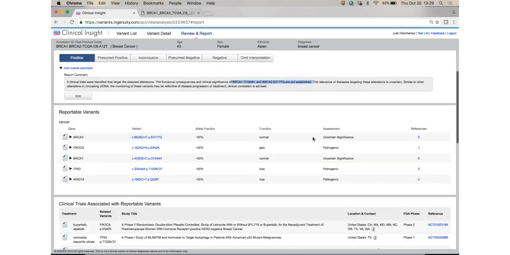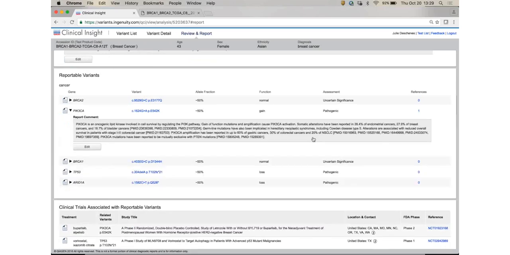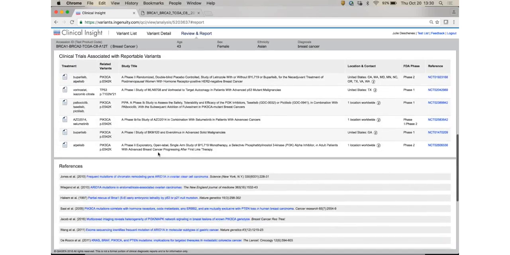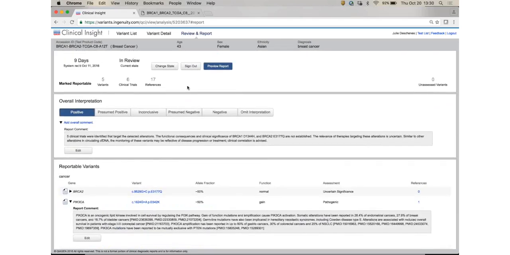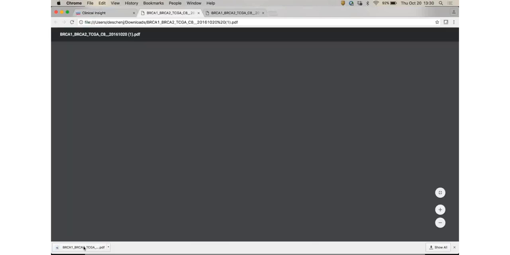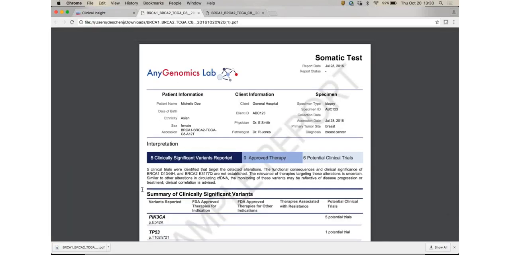For each of these particular variants, the variant scientists can also type in or use the interpretive comment and discuss the impact of these variants within the particular case. When appropriate, clinical trials and treatments can be added to the report, as well as the references. If you are a lab director, you can sign out the case right there and produce the report, or you can simply preview the report and generate a branded PDF that would allow you to communicate with the tumor board or with the oncologist team and so forth.